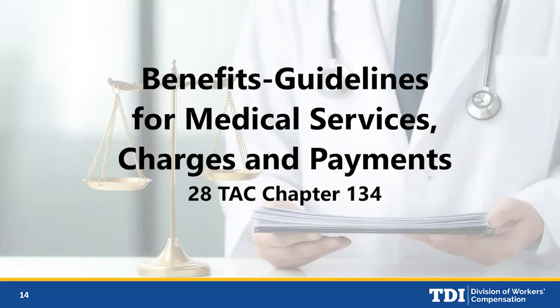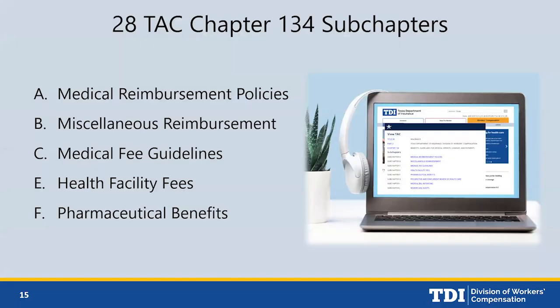So Chapter 134 is comprised of these subchapters. Subchapter A is medical reimbursement policies, B, miscellaneous reimbursement, C, medical fee guidelines. This is where you're going to find the actual rule language for the medical fee guidelines. If you're a hospital or a facility, the health facility fees are found in subchapter E. And also pharmacy reimbursement and pharmaceutical benefits are all found in subchapter F. So that comprises all of Chapter 134.